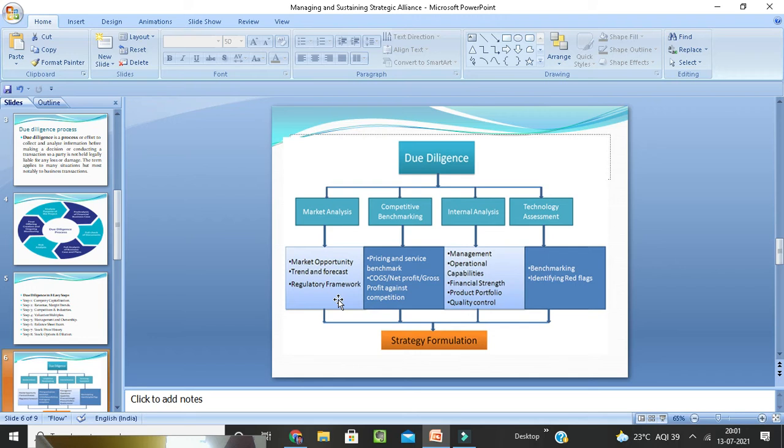Coming to the technology assessment, they analyze adding new ideas or features in the product, benchmarking, and identifying the red flags. So all these things are nothing but strategy formation.